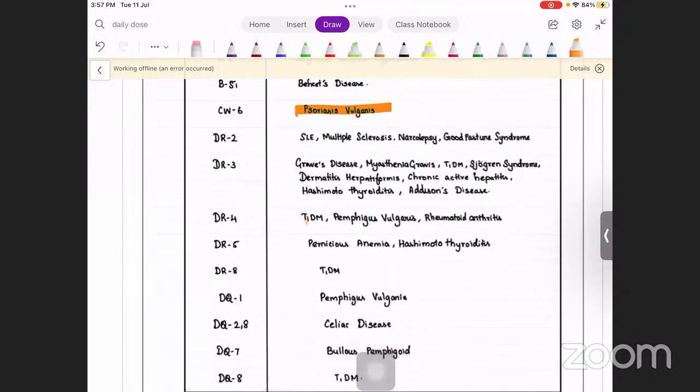DR4 is type 1 diabetes mellitus, pemphigus vulgaris and rheumatoid arthritis. DR3 is associated with multiple diseases like Graves, myasthenia gravis, T1DM, Sjogren syndrome, dermatitis herpetiformis, chronic active hepatitis, Hashimoto thyroiditis, and Addison's. Most of them are associated with DR3.